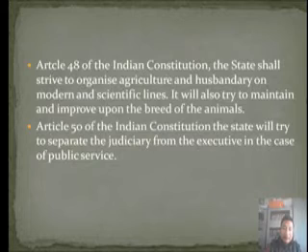Article 48 also talks about organized agriculture and animal husbandry. Article 50 talks about the separation of the judiciary from the executive.